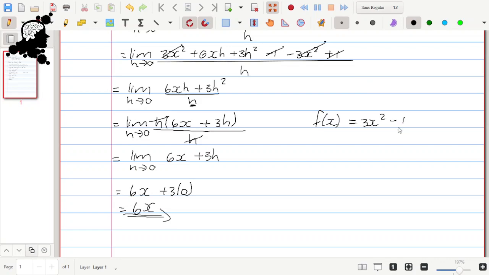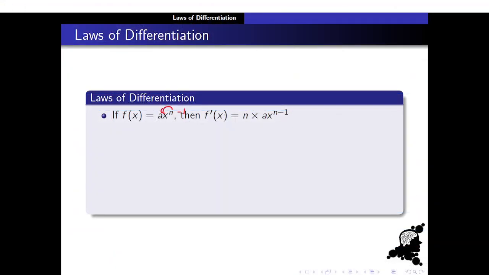Let's look at our laws of differentiation again and see how we could do this without the necessity of us having to multiply and having to go through this process of the first principles. So we said we can multiply the exponent by the coefficient, then subtract 1 from the exponent. Let's look at our second law.